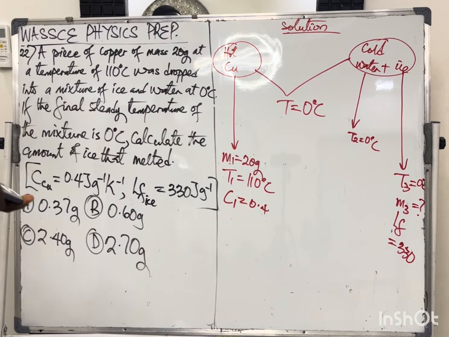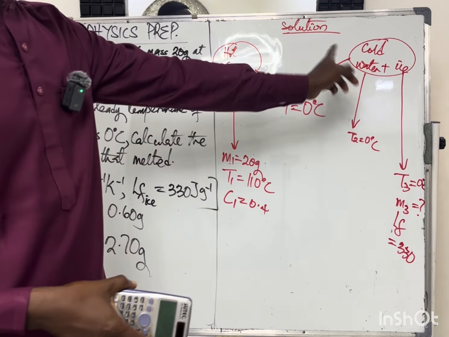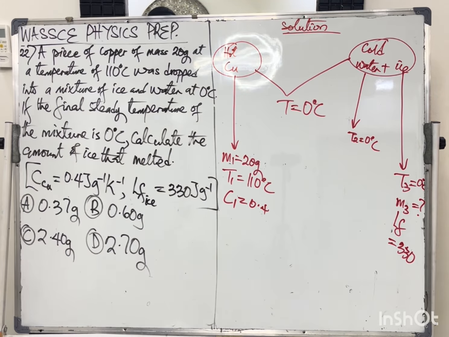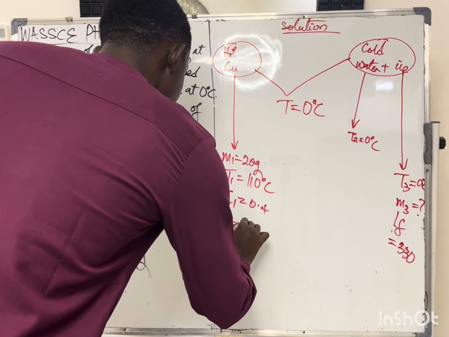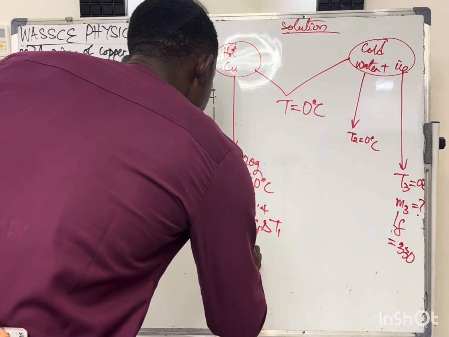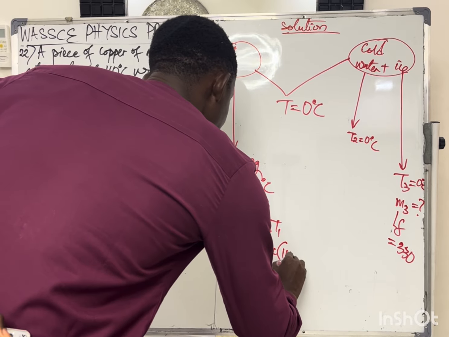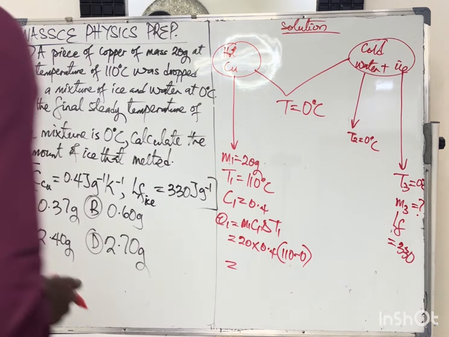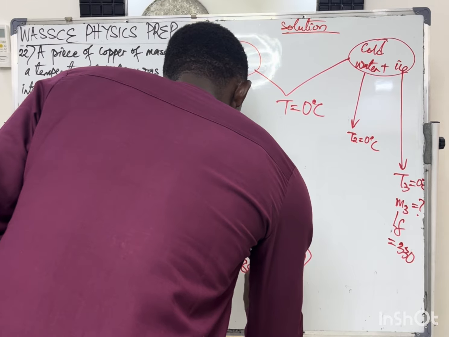So here, according to the principle of conservation of heat energy, the total energy lost by the hot body equals that gained by the cold bodies, which are water and ice. So the heat lost by the hot body, which is copper, Q1, is equal to M1 C1 delta T1. M1 is 20, C1 is 0.4, then it will be 110 minus 0, which still leaves us at 110. If we multiply this, it gives us 880 joules.